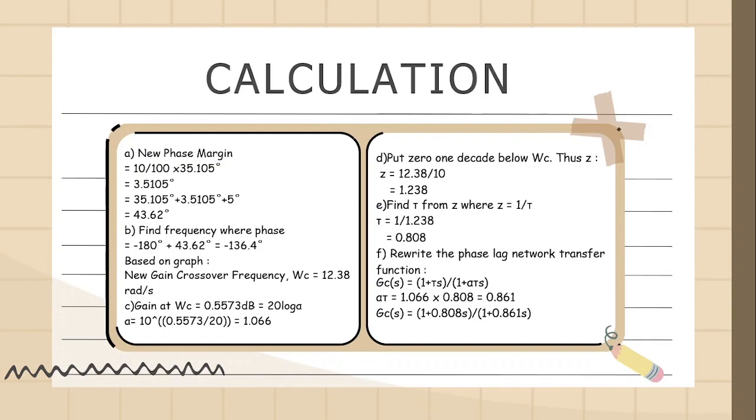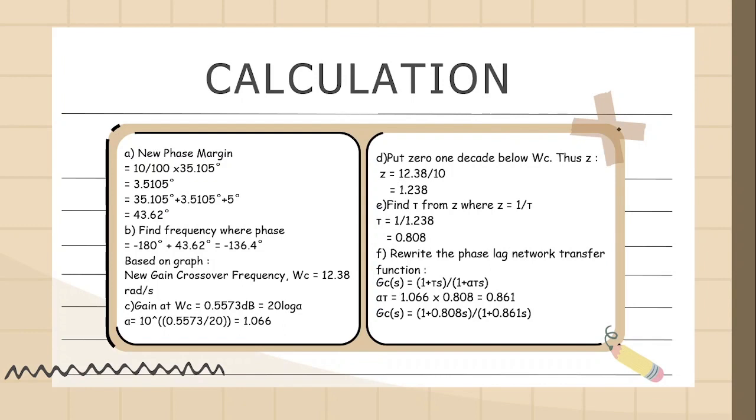Then after we get the new phase margin, we need to add it to the original phase margin and the safety margin, which has a value of 5. So we will get 43.62, and then we need to find the frequency of the phase. We need to add negative 180 to the new phase margin, and then we will get the phase at negative 136.4 degrees.